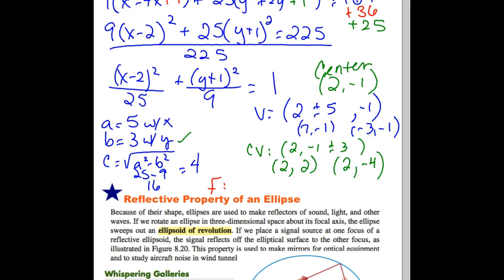All right. Foci? Foci are going to go the same way the vertices did, right? They're all in line. So going back to our vertices, we were changing our x-coordinate. Okay, so our foci, we're going to be adding and subtracting 4 to our x-coordinate. So we're going to have 2 plus minus 4, comma -1, which gives us what? 6, -1, and -2, -1.